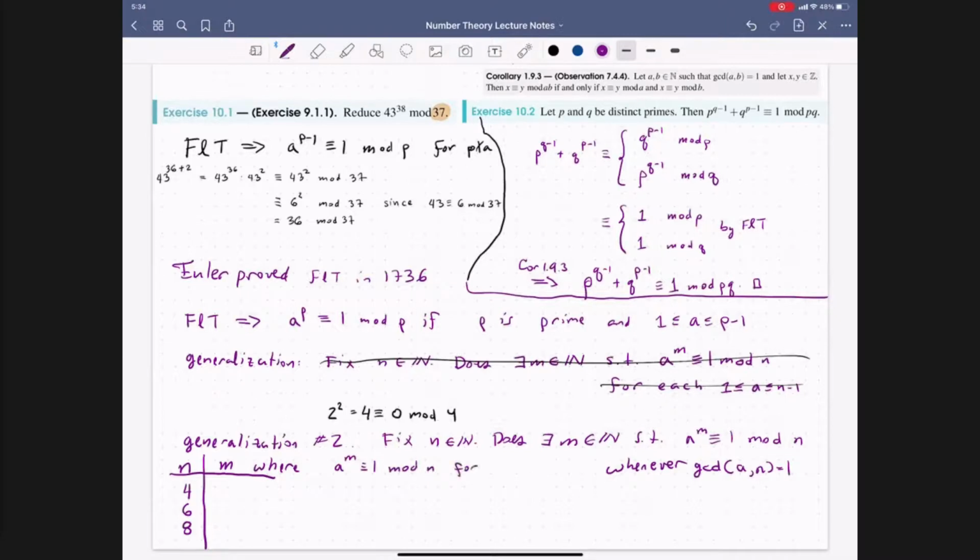for each a satisfying that the GCD of a and n is 1. So let's go ahead and see how we will go about this. So if we look at 4, we first have to look at what are those numbers relatively prime to 4. And so we're looking at those GCD of a comma 4 is equal to 1.